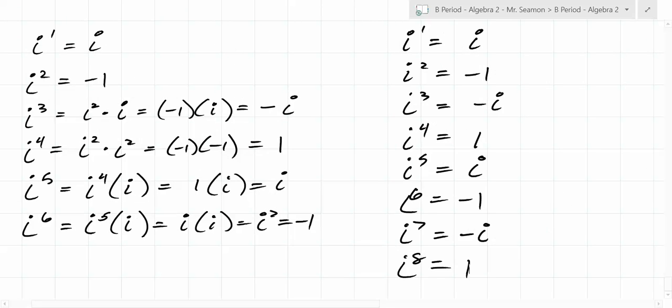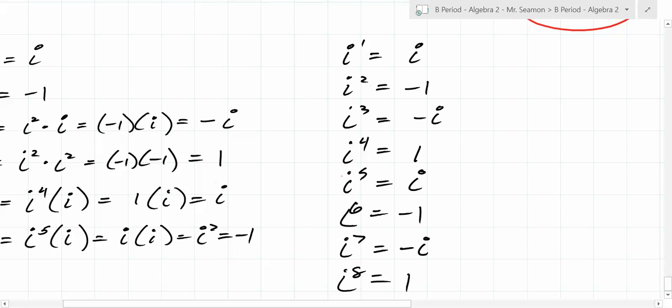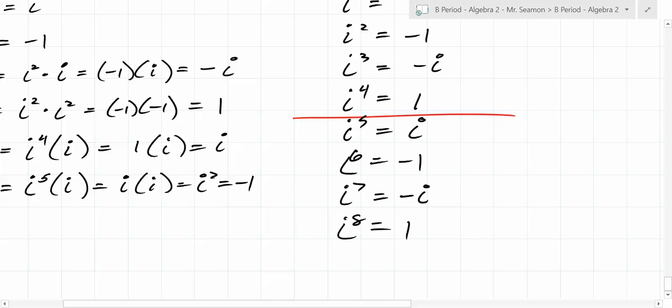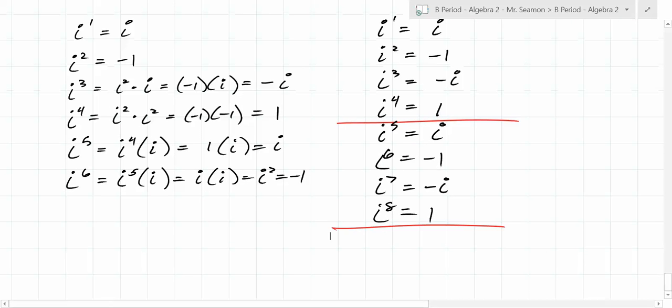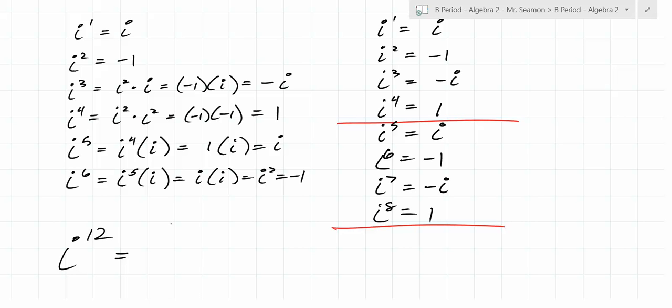So look what happens here. It repeats every 4. You see that? The reason this is helpful is because you might sometimes run into this. I could ask you i to the 12th. What do you think i to the 12th is going to be? 1. It's going to be 1.